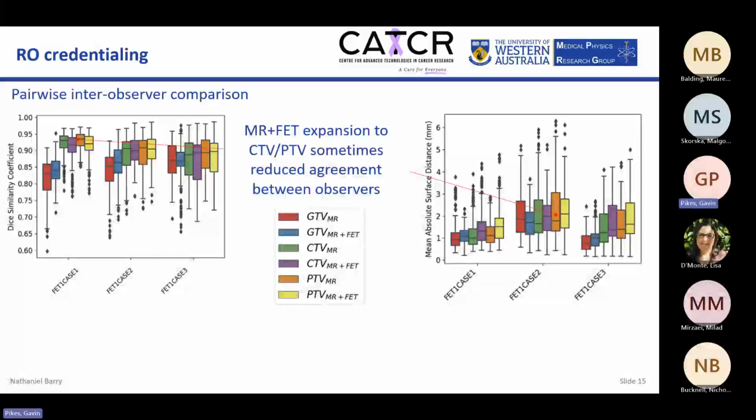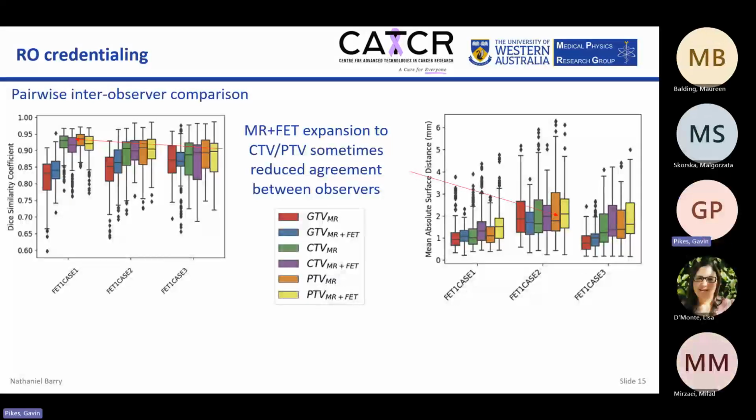which might require some further investigation. But I believe it's just potentially some ROs might not want to create such a large CTV or PTV. They were given a little bit of flexibility for that expansion. In the protocol, it does state that 10 to 15 millimeters can be used, whereas for MR, you would just use a straight 15. Whether or not they chose to exercise that is not clear.